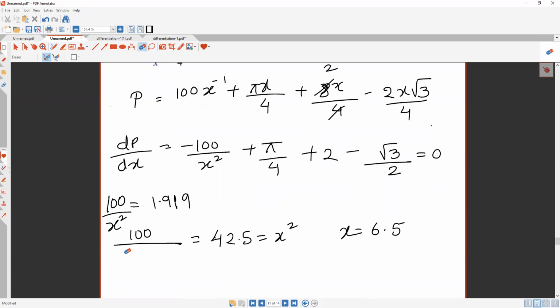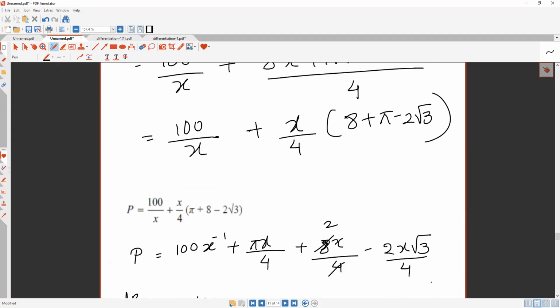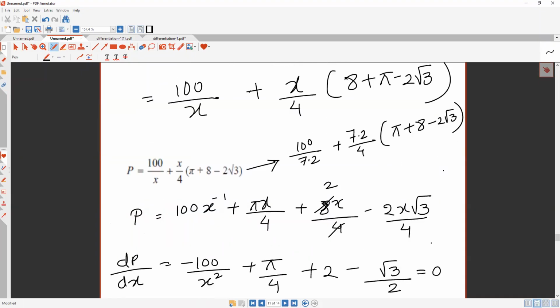So 100 divided by the answer gives 52.1, and the root of the answer is 7.2. So x is 7.2. Once you get your x value, substitute that in the main equation and you will get your answer for P. So all you have to do is 100 divided by 7.2 plus 7.2 divided by 4 pi plus 8 minus 2 root 3. Do this and you will get the answer for P. And the D part you can do on your own.